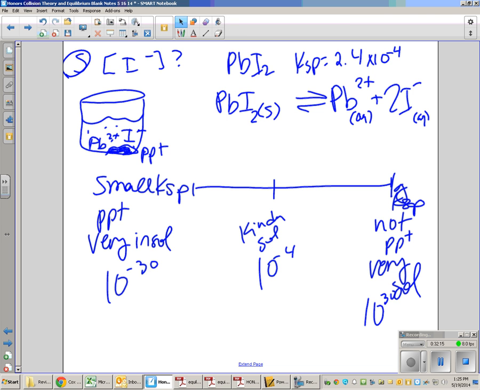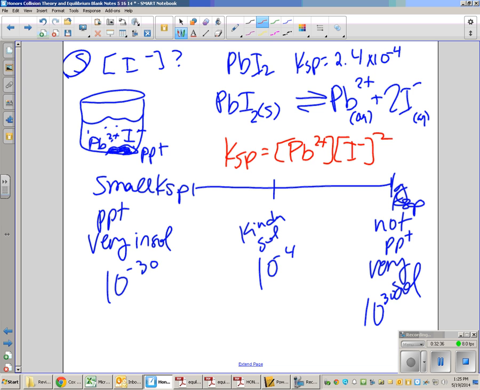Alright, before we start, write out the Ksp expression for this one. Concentration of Pb2 plus, I hear you, and I minus squared. Anything else? No, because that's a pure solid. These two things are aqueous. So this expression equals 2.4 times 10 to the negative 4th, because that's what it said our Ksp value is.